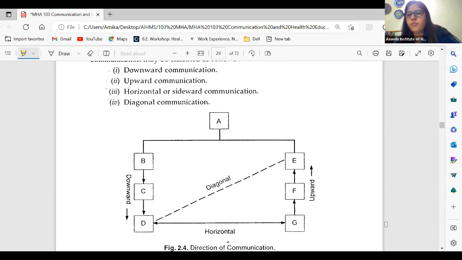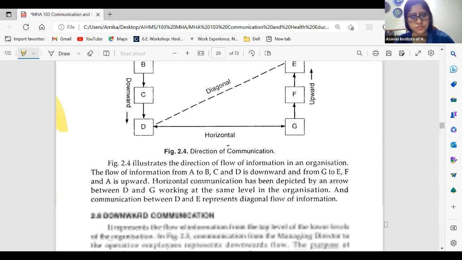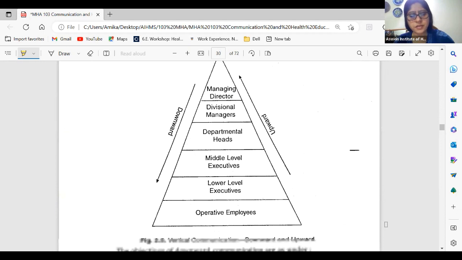As you can see in upward, what happened? Information from the bottom reaches upward. In this, there is an advantage where juniors can reach the top, a bottom to top approach in simple terms. Whereas downward is a top to bottom approach. Diagonally, many departments communicate to each other. That is diagonal. So let's take this example.